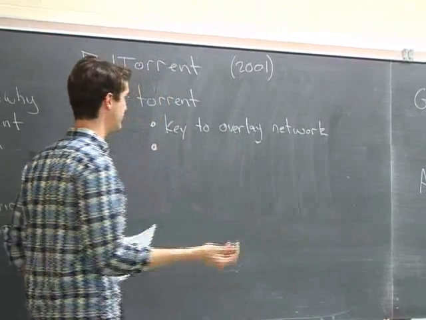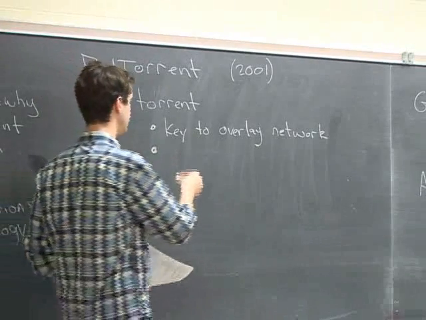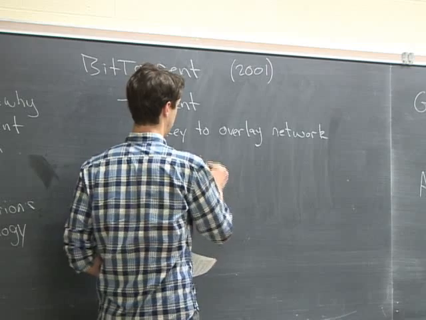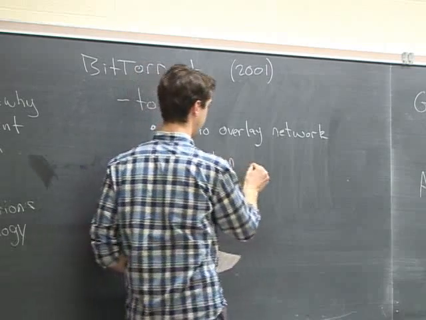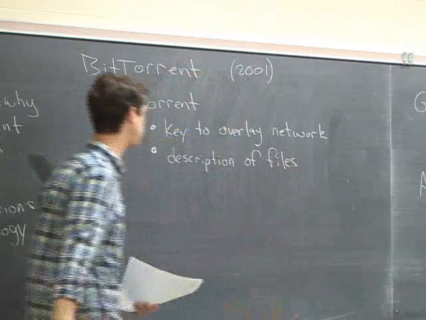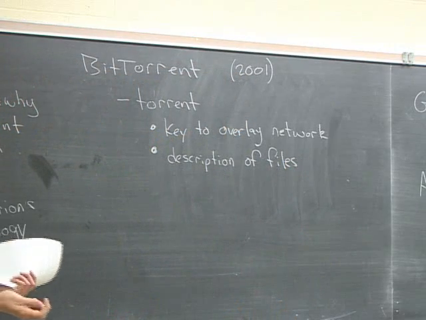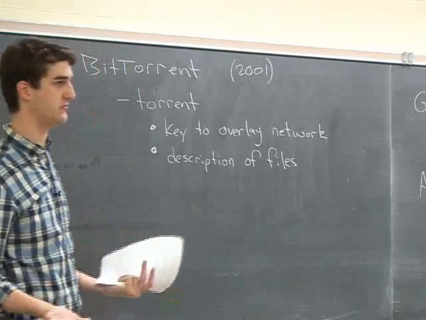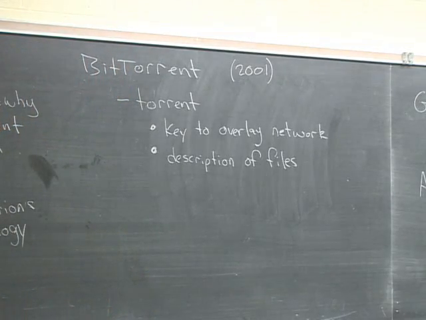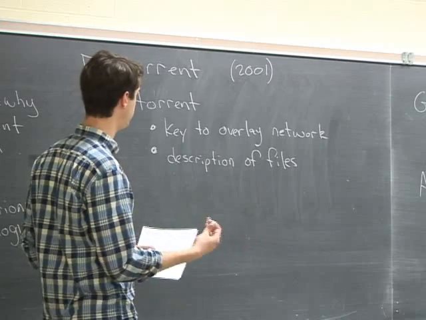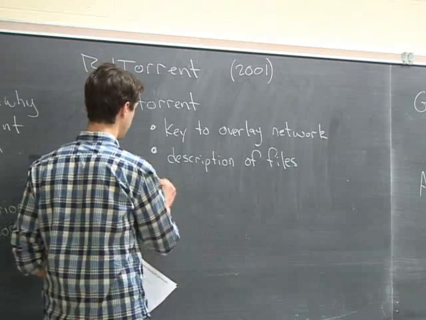And then also, as you mentioned, it contains the description of the files. These are the files that are in the torrent and that will be downloaded by your Bittorrent client, okay? All right, so this is what a torrent is, and then there are these things called trackers.